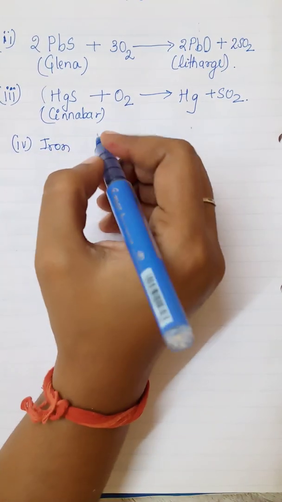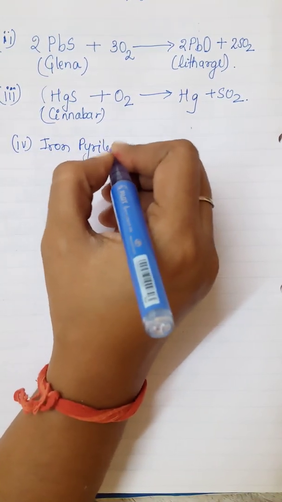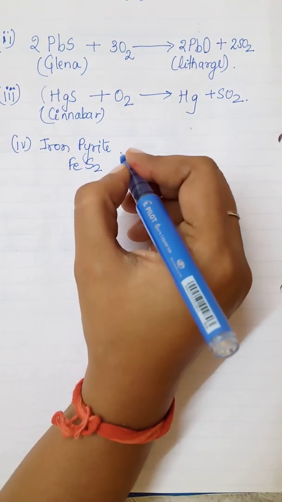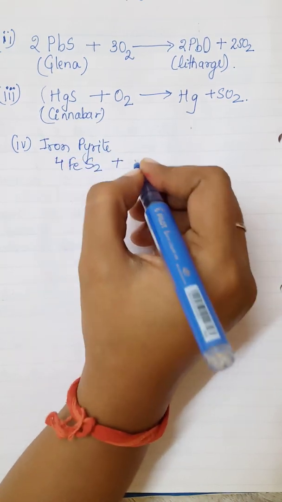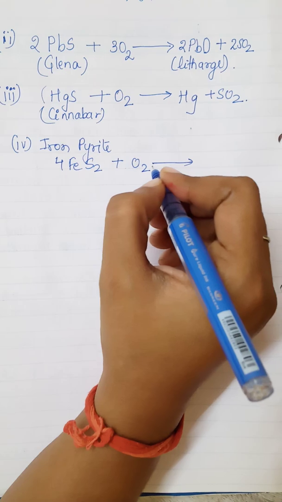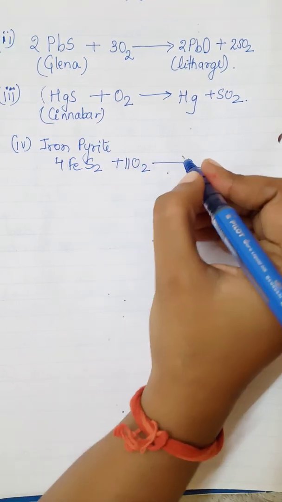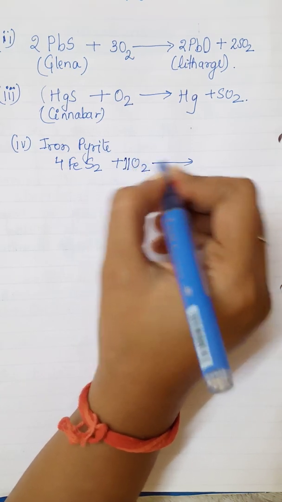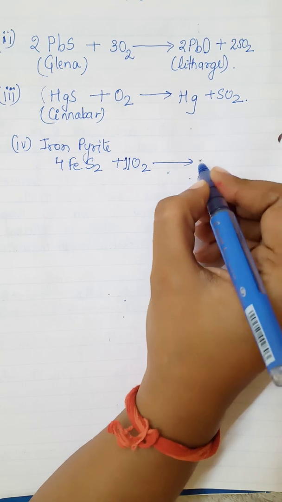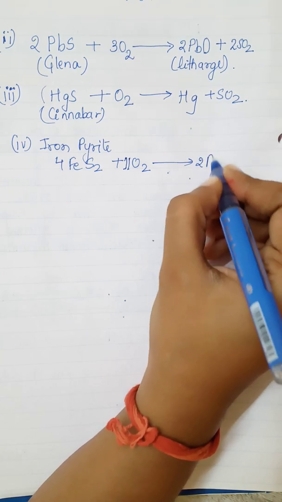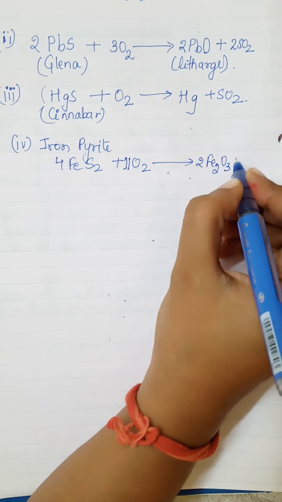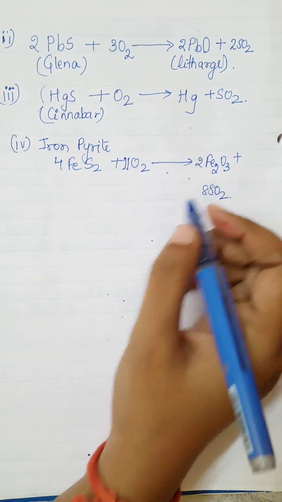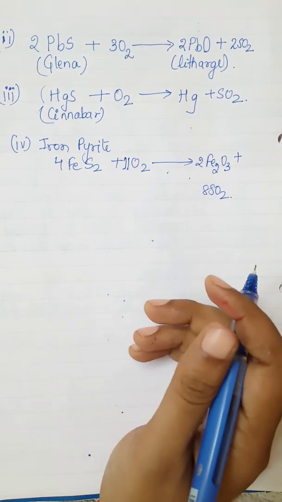Okay, so the fourth one is iron pyrite, that is FeS2. Okay, and it is heated in presence of oxygen as there is no excess oxygen with it. So I'm also writing the balanced equation, right? So this is your 11 oxygen, okay, and it will be converted to 2 Fe2O3 plus 8 SO2.